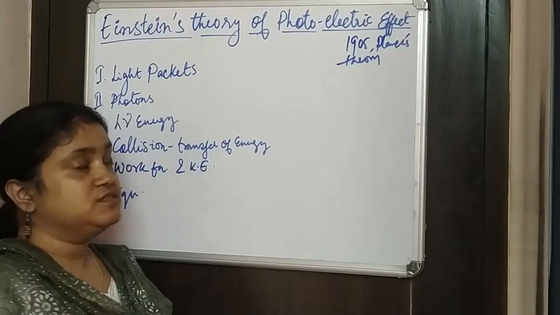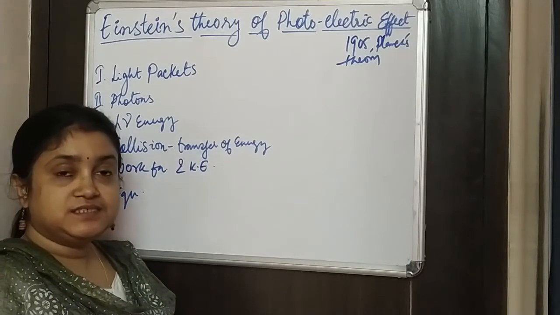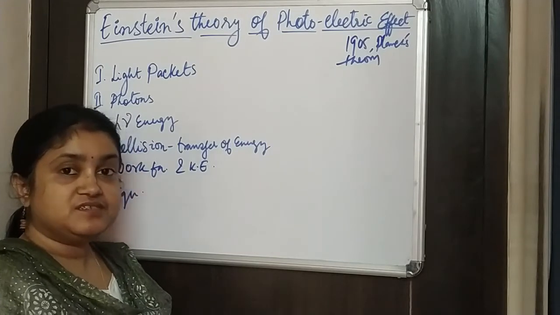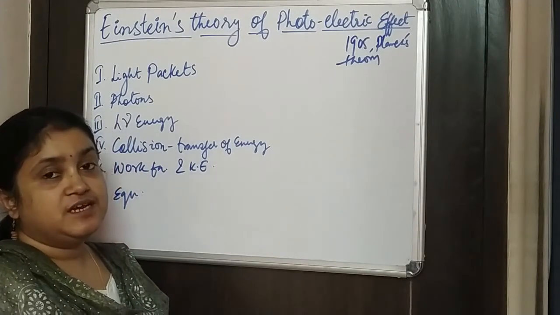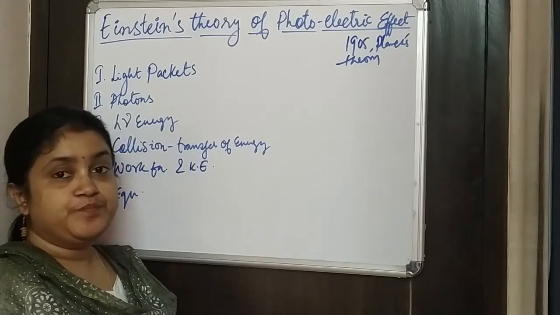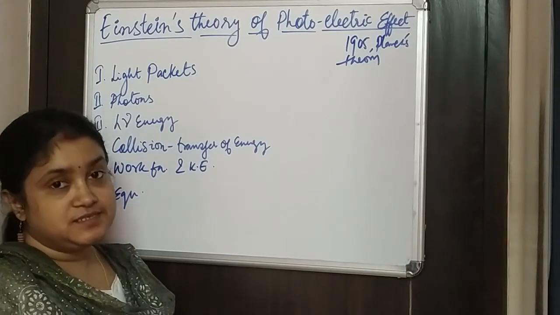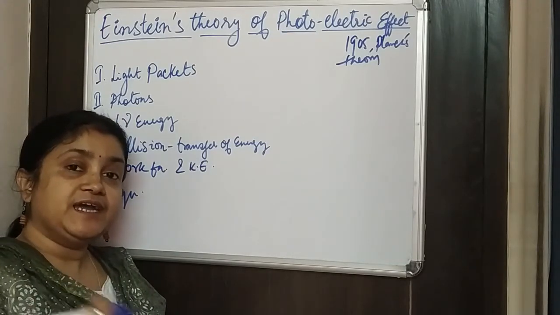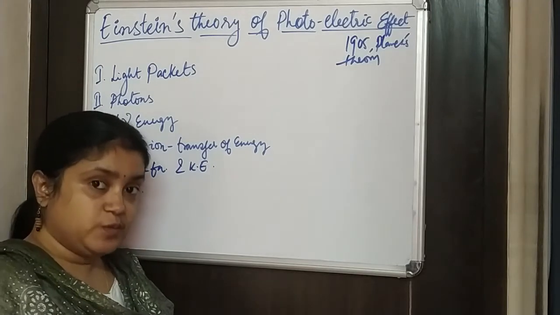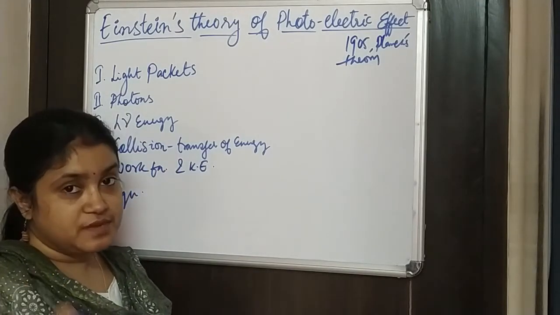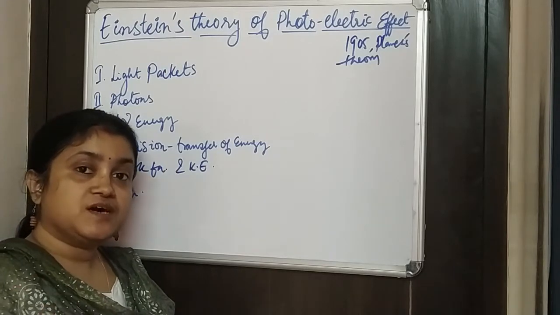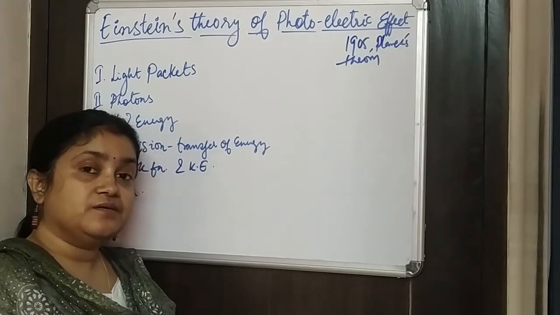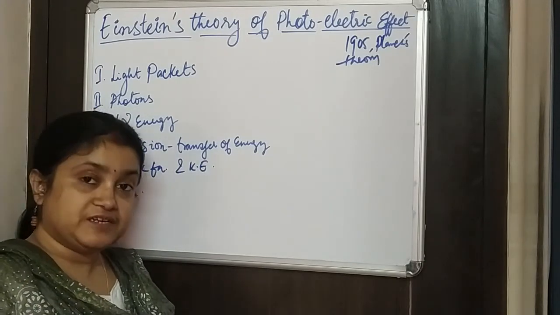We are starting with Einstein's theory of the photoelectric effect. Till now we have seen various other theories of the photoelectric effect, and now we are going to start Einstein's theory on the photoelectric effect. As we have already seen, when light with certain frequencies falls on a metal surface, the electrons come out, and therefore there is a flow of electrons in the circuit, which we call photoelectricity.